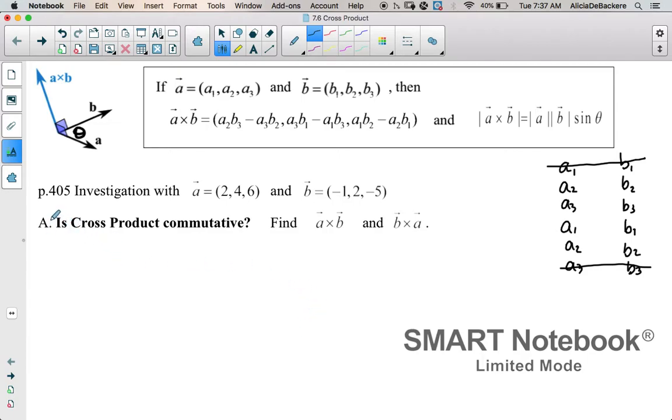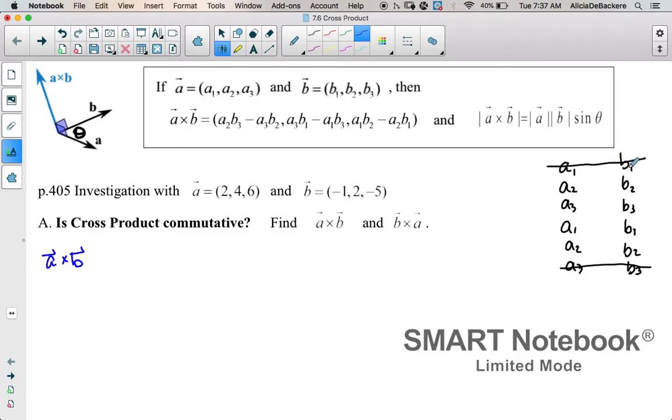The first question that we've got here is, is the cross product commutative? And remember, commutative just means, can I switch the order? So does it make a difference if I do A cross B or B cross A? So we're going to figure that out. So I'll start with A cross B.